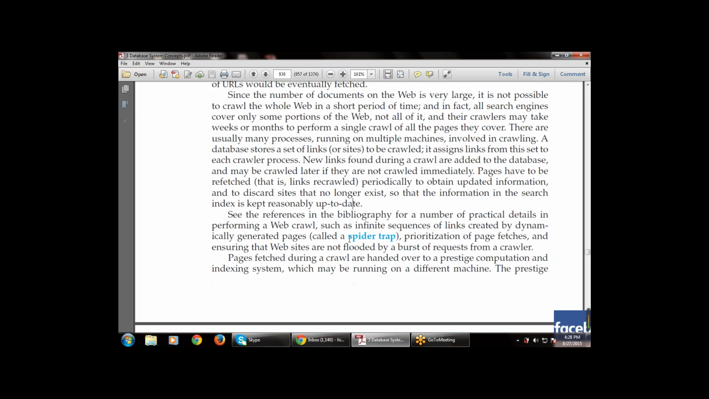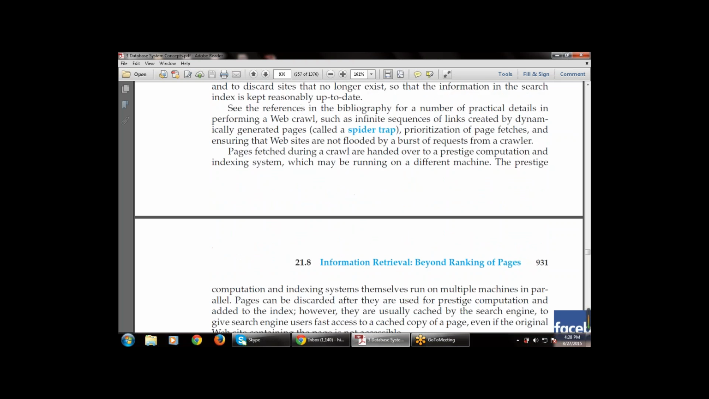There are also dynamically generated pages, which form a spider trap, and there is the prioritization of page fetches, ensuring that websites are not flooded by a burst of requests from a crawl. Pages fetched during a crawl are handed over to a prestige computation and indexing system.